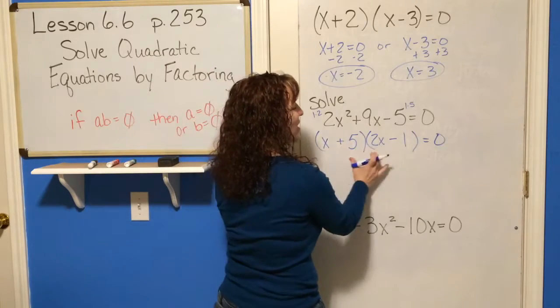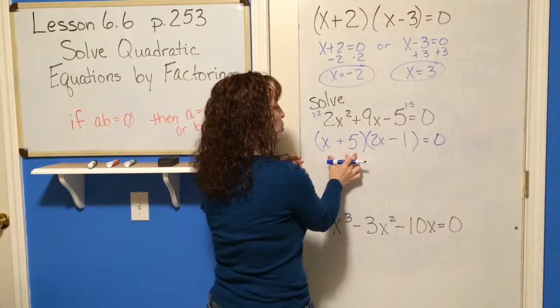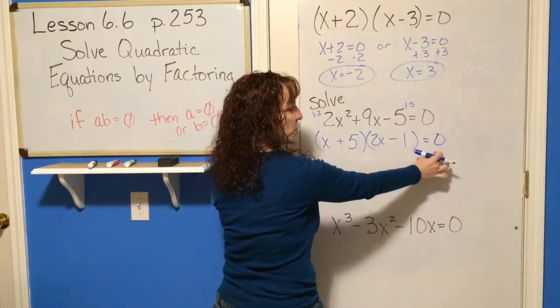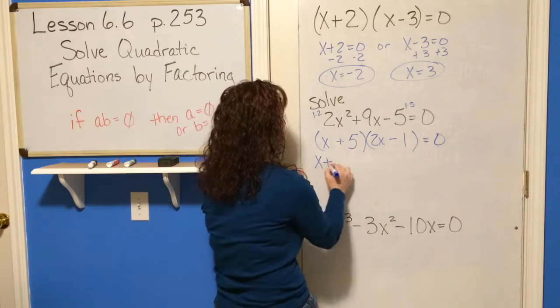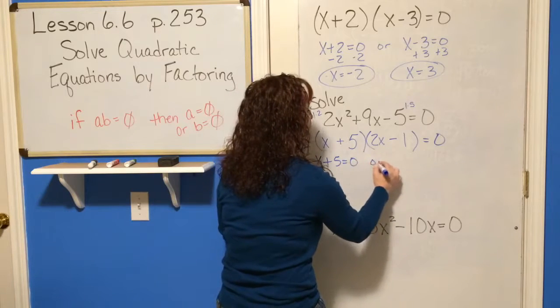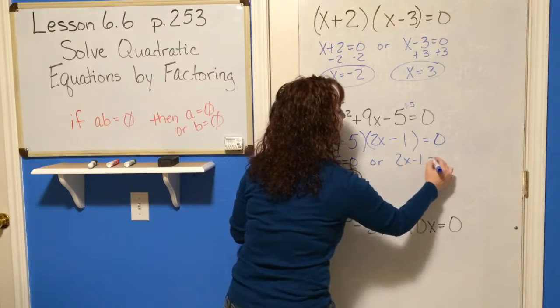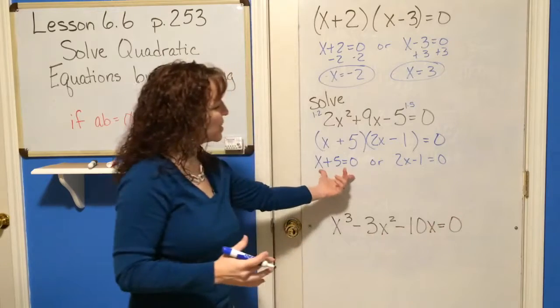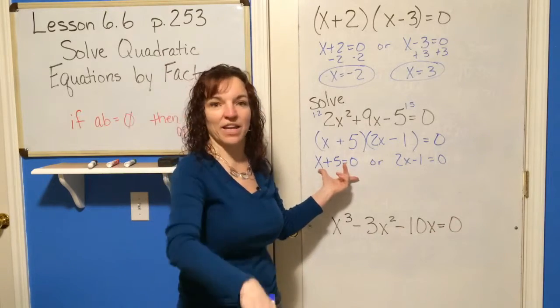These two multiplied together equals 0. So either one of these is 0 or the other is equal to 0. So just set them equal to 0. X plus 5 equals 0 or 2x minus 1 equals 0. And now there are simple equations to solve that you did back in Algebra 1.